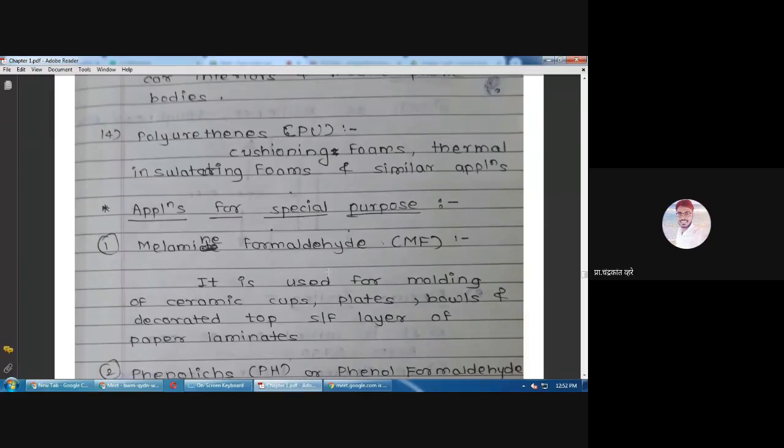Melamine formaldehyde. We call it MF, M capital, F capital. It is used for molding of ceramic cups, plates, bowls, and decorating top surface layers of paper laminated. Okay, so ceramic cups that every guy has seen. Plates also. What are the plates we are using? So this we can say is an advance in the plastic. Nowadays in marriage functions and some other functions also we are using this material. So this is one type of plastic.